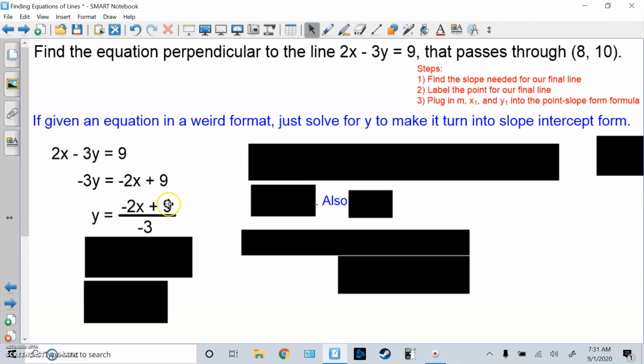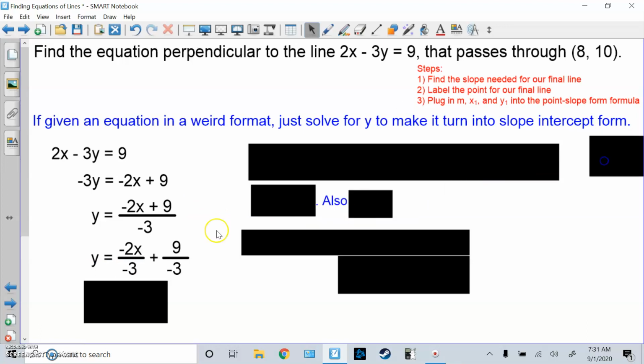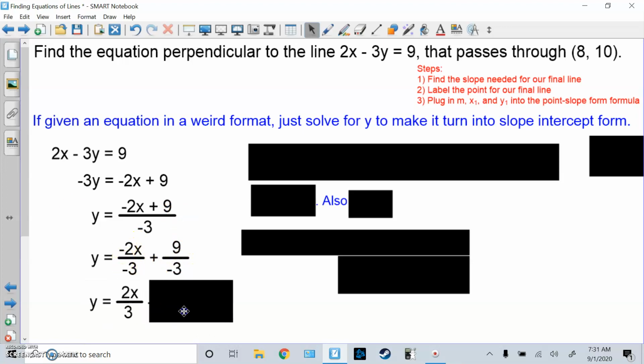But slope intercept form doesn't have a big fraction. It's split. It's a mx term and a plus b term. So I'm going to divide this into 2 fractions. You can do each numerator over the bottom. So -2x over -3, and then positive 9 over -3. Negative by negative is positive. And then 9 divided by -3 is -3. So when you add -3, it's really just subtracting 3.